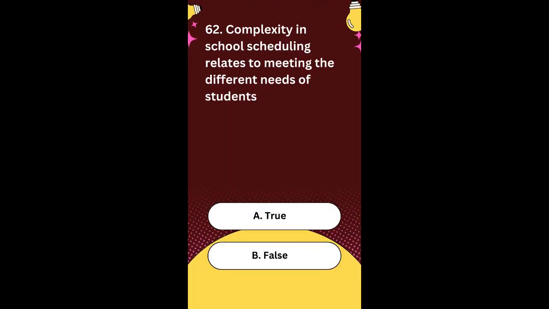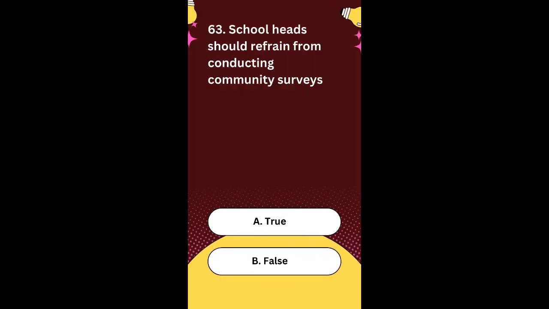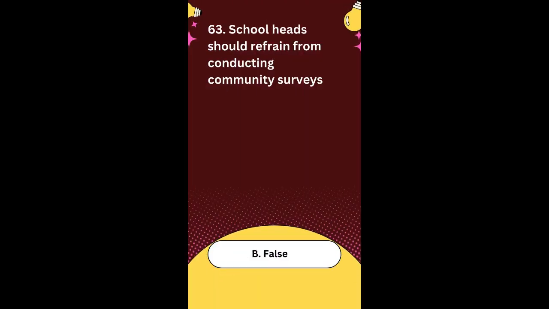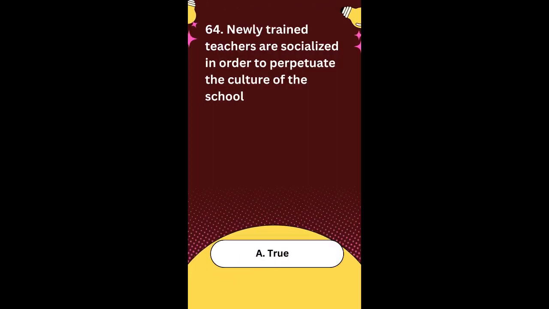62. Complexity in school scheduling relates to meeting the different needs of students. The answer is true. 63. School heads should refrain from conducting community surveys. The answer is false. 64. Newly trained teachers are socialized in order to perpetuate the culture of the school. The answer is true.